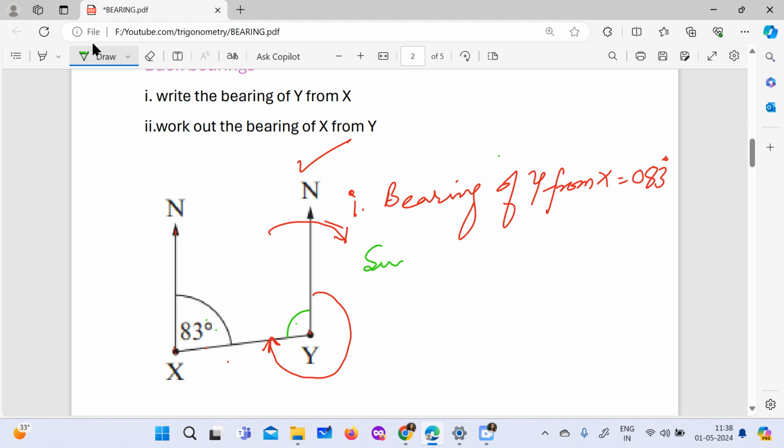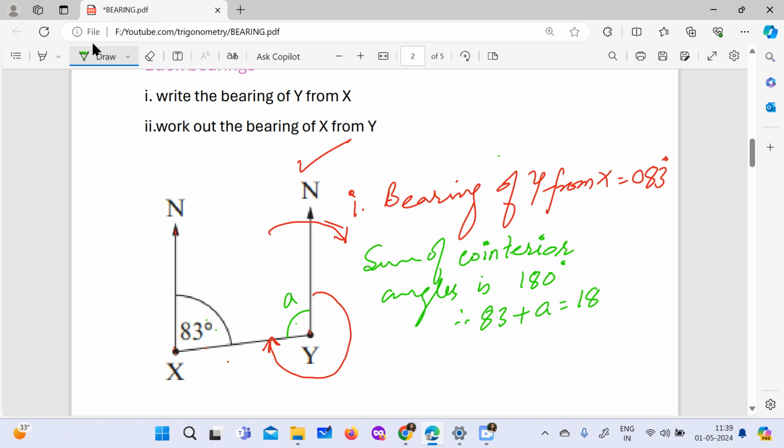So I will write, sum of co-interior angles is 180 degrees. Therefore, let me mark this as A. Therefore, 83 plus A equals 180 degrees, and then A will be 180 minus 83. So that will be 97 degrees. So this is nothing but 97 degrees.